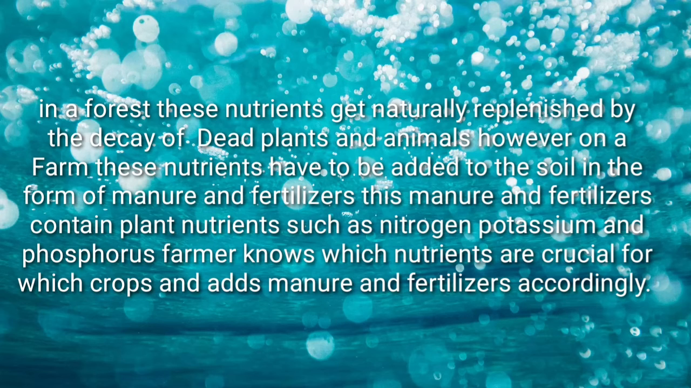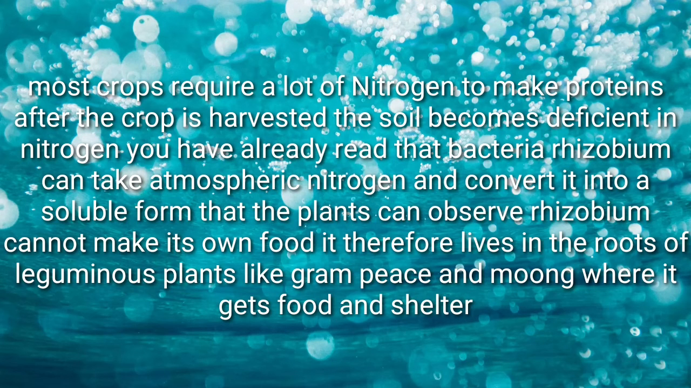These manures and fertilizers contain plant nutrients such as nitrogen, potassium, and phosphorus. A farmer knows which nutrients are crucial for which crops and adds manure and fertilizers accordingly. Most crops require a lot of nitrogen to make proteins. After the crop is harvested, the soil becomes deficient in nitrogen.